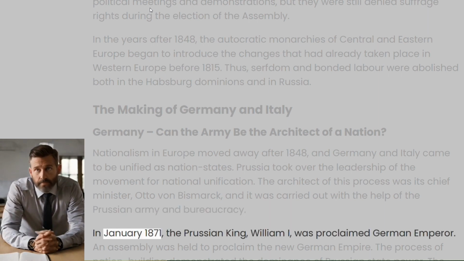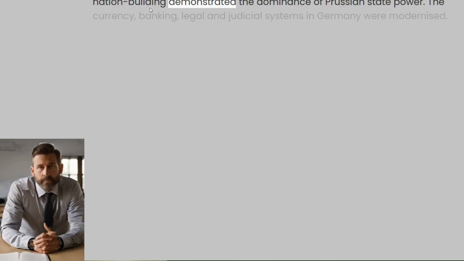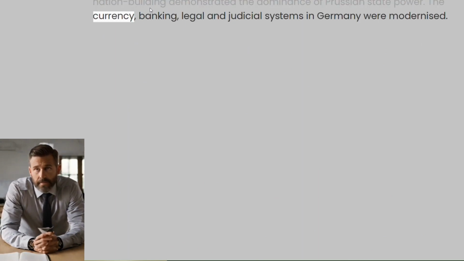In January 1871, the Prussian king, William I, was proclaimed German emperor. An assembly was held to proclaim the new German Empire. The process of nation-building demonstrated the dominance of Prussian state power. The currency, banking, legal and judicial systems in Germany were modernized. Italy unified.